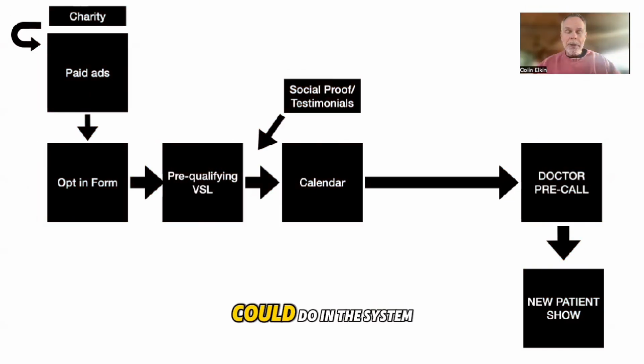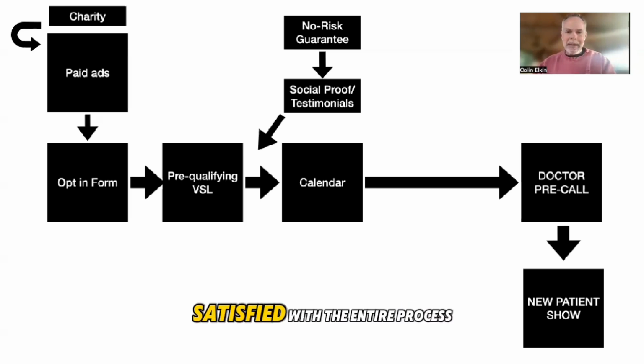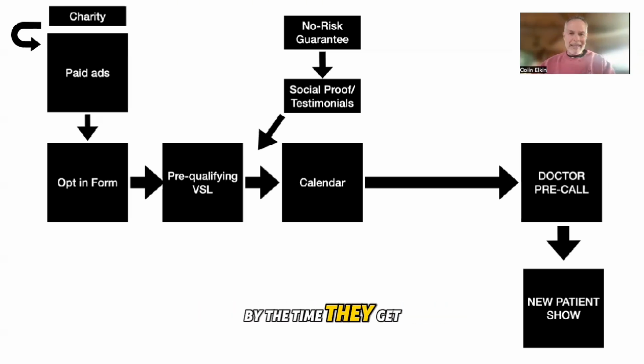The next thing that you could do in the system is actually add a guarantee. And what a guarantee does, it takes all of the risk out of the equation for this patient. So they have no risk at all. So they can go ahead and make the commitment to come into your office, to prepay, to spend the money, and there's no risk to them, because basically what you're saying is that if they're not completely satisfied with the entire process, by the time they get to the end of your process, they will get all of their money back. It removes all of the risk.